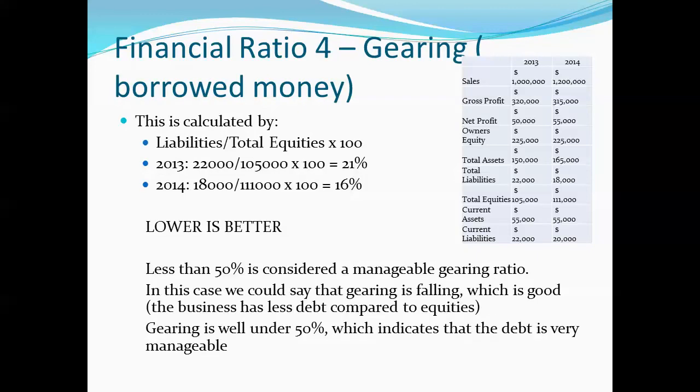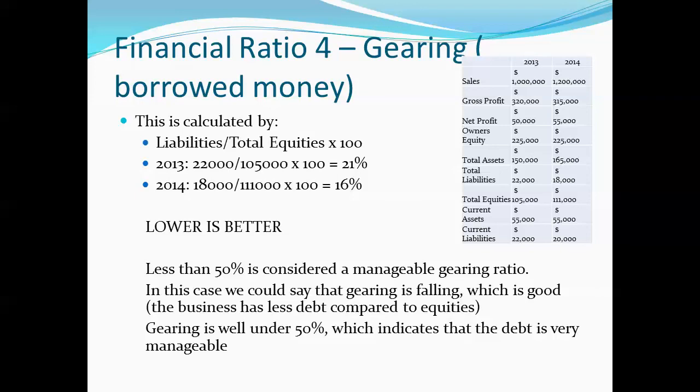Financial ratio 4. This is about gearing, about a business borrowing money to invest with. Because it's not good for a business. If they've got too much money that they've borrowed, that's a lot of interest they've got to pay off for that loan, and if there's too much interest, the business might fail. They won't have enough money to do this. So this looks at comparing total liabilities, borrowed money, divided by total equities.